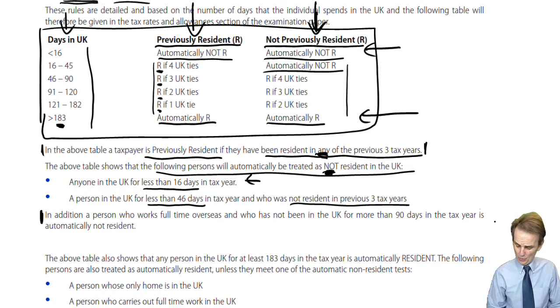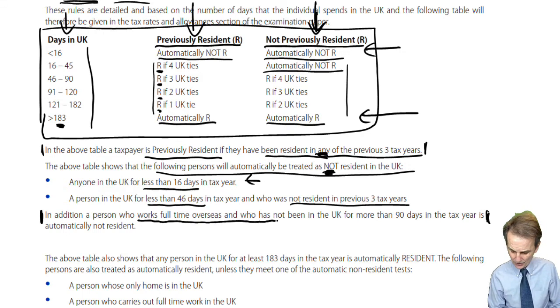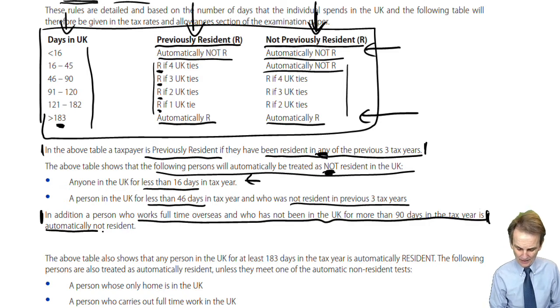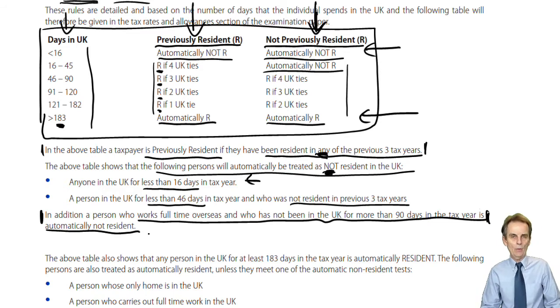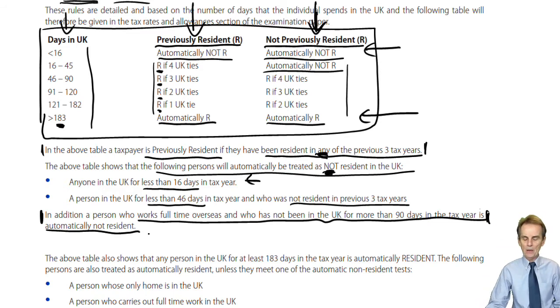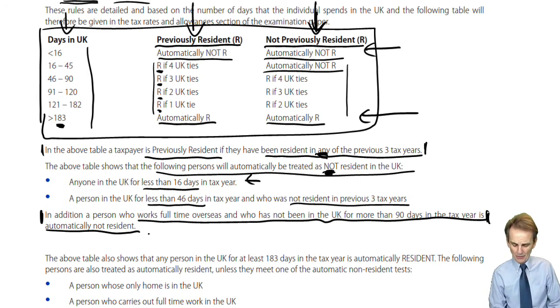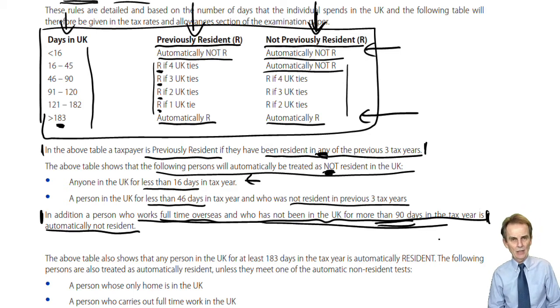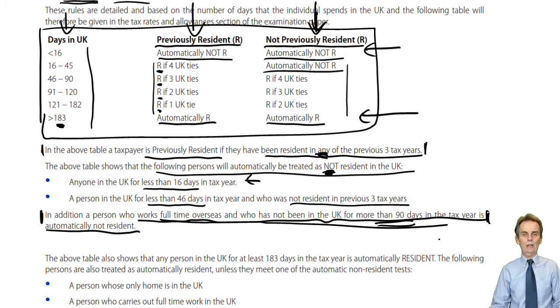So again, let me flag this one up, where automatic non-UK residence status is achieved. A person who works full-time overseas and who has not been in the UK for more than 90 days in the tax year is automatically not resident. Now again, you will not have to define full-time work. You will be told this at this particular level, not something extra you have to learn. But you have to recognise that a person who is in full-time work overseas and who has not been in the UK for more than 90 days, then that person is automatically not resident.